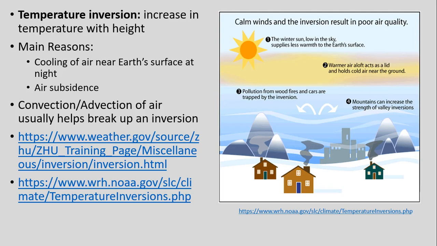And that can be really problematic, because it can cause a lot of the pollution released by things like burning fossil fuels from cars and other human activities to become trapped within this lower altitude, and circulate and cause air quality to be very bad until that temperature inversion breaks up. Usually it's convection or advection of air that helps break up an inversion, cycle it around more and push it out. But in the absence of air moving, where we don't have wind, as we'll be talking about in a future lecture, we're more likely to form a temperature inversion.